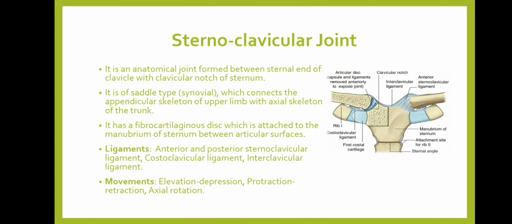Now, let's talk about the ligaments that stabilize this joint. First, anterior and posterior sterno-clavicular ligaments. As the name suggests, they are present anteriorly and posteriorly. Second, costo-clavicular ligament. Costo means cartilage, clavicular means clavicle. So, it attaches the cartilage with the clavicle. Third, interclavicular ligament. It is present between the 2 clavicles. Now, the movements this joint permits: elevation, depression, protraction, retraction and axial rotation.